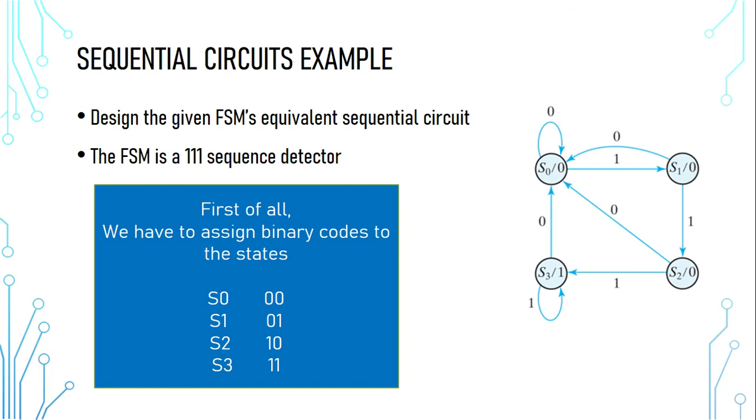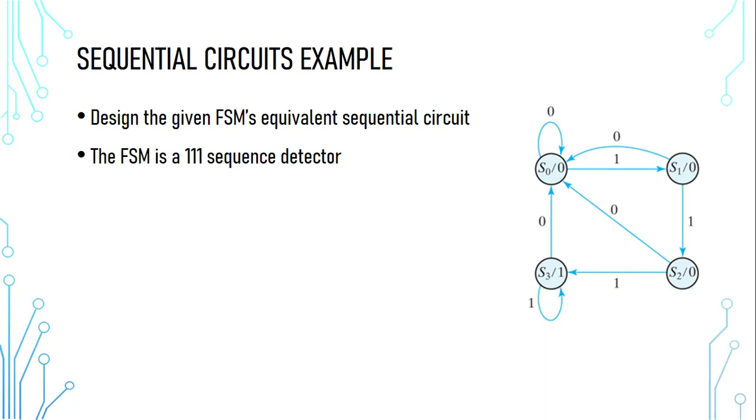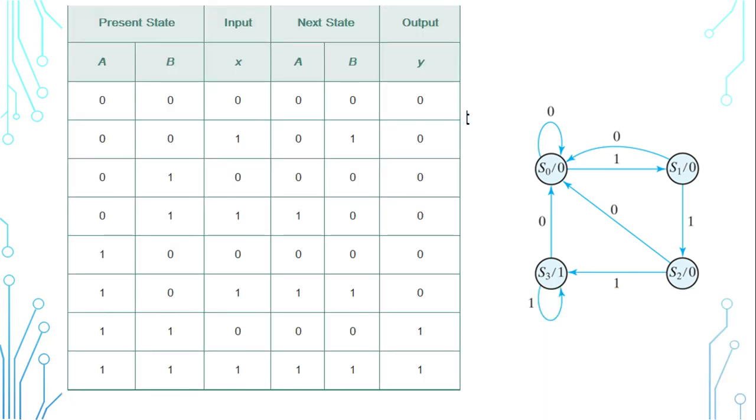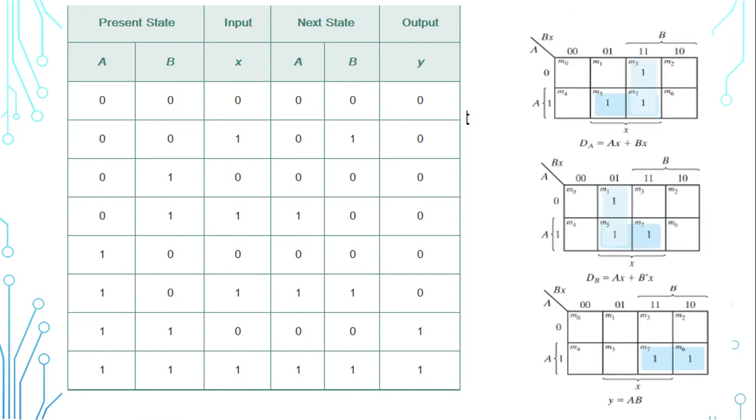So let's get back to our example. After designing the FSM of our sequence detector, we fill our state table, and because we designed with D flip-flops, we simply minimize with Karnaugh maps and obtain equations, and finally we have our logic circuit.